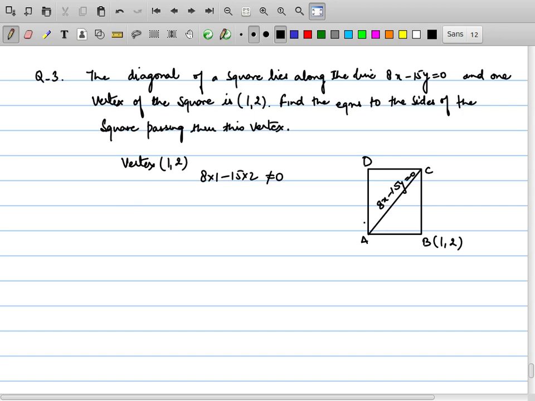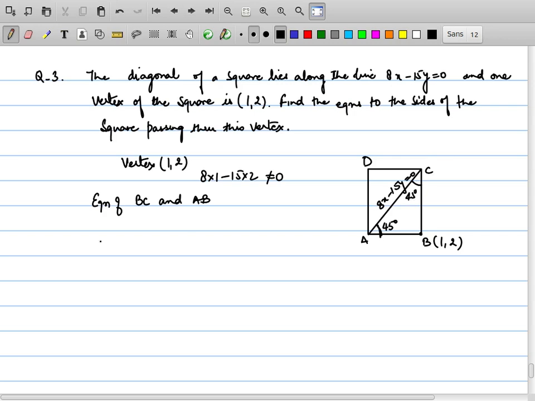Now, since this is a diagonal, this angle will definitely be 45 degrees. We have to find the equation of the sides of the square passing through this vertex, meaning the equations of side BC and AB. Now, this question again becomes very simple. We are given a point through which our line is passing, and this line is making an angle of 45 degrees with the given line. This angle is also 45.